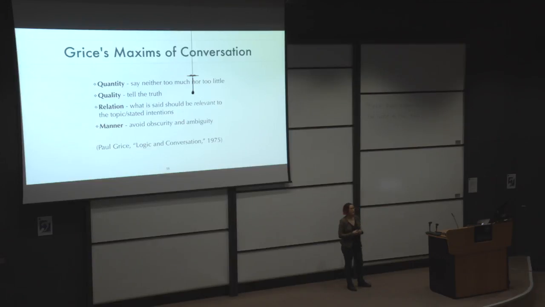And these four maxims of conversation are quantity, quality, relation, and manner. They've been refined over the years, but just to gloss what these are: quantity is effectively saying neither too much nor too little. Quality is not lying, essentially just telling the truth. Relation is staying on topic, making sure that whatever you communicate is relevant to what's at hand. And manner is avoiding various things that Grice identified as etiquette disruptions, including obscurity and ambiguity.